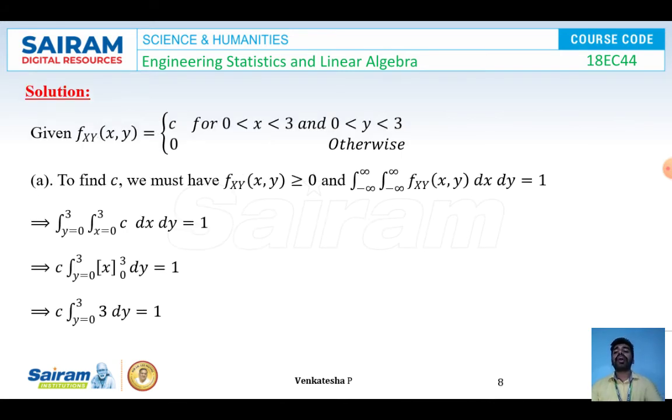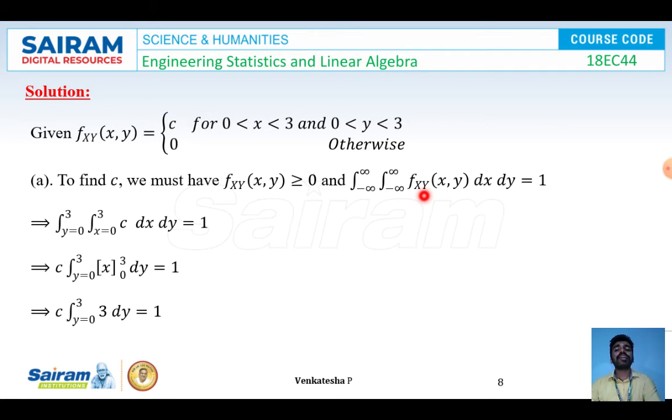So given f_XY(x, y) is equal to c for 0 < x < 3 and 0 < y < 3. I am going to make use of two conditions now. To find the c value, we must have f_XY(x, y) greater than or equal to 0, and the integration from minus infinity to plus infinity, integration from minus infinity to plus infinity, f_XY(x, y) dx dy is equal to 1.